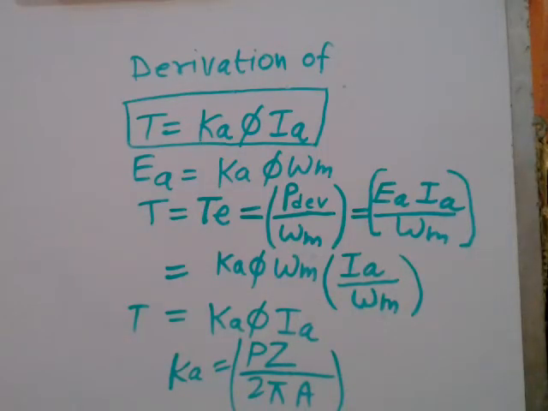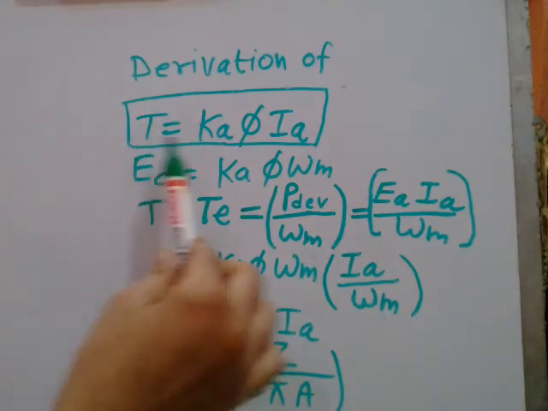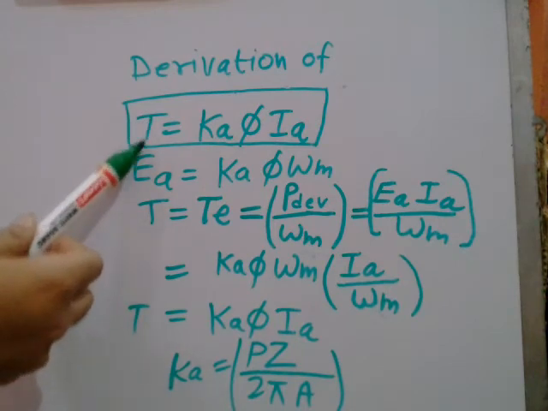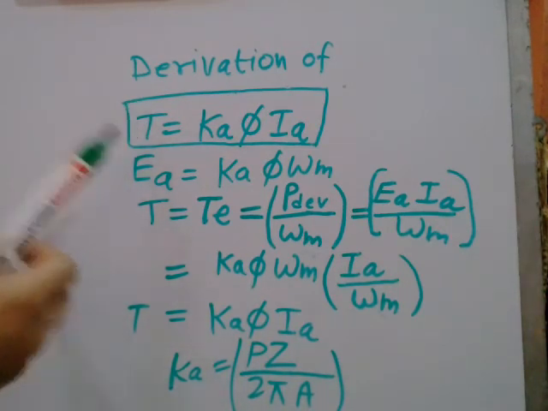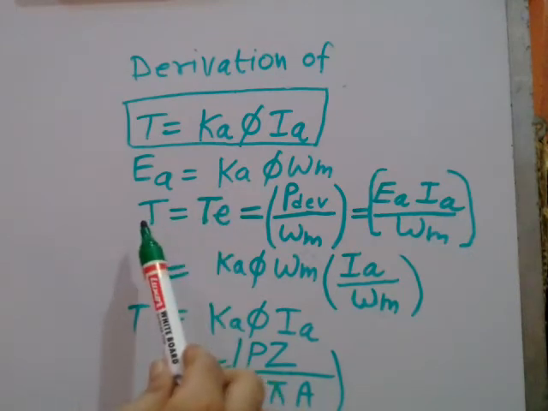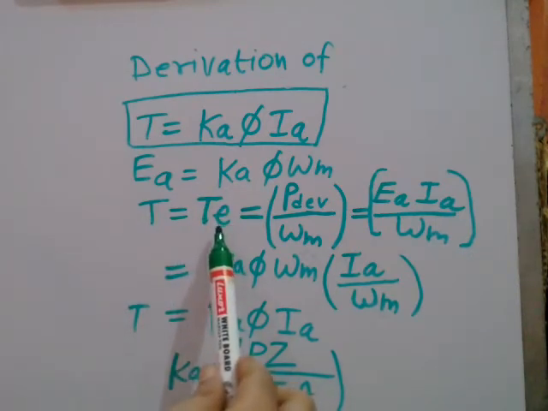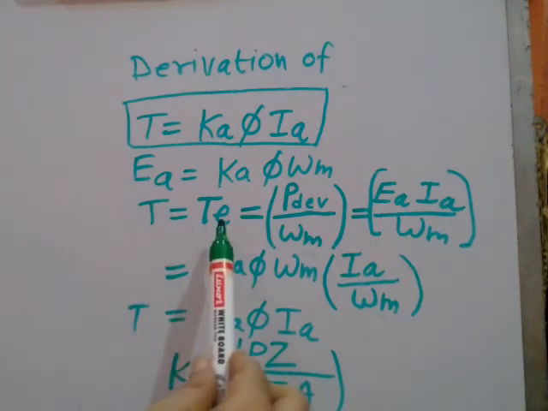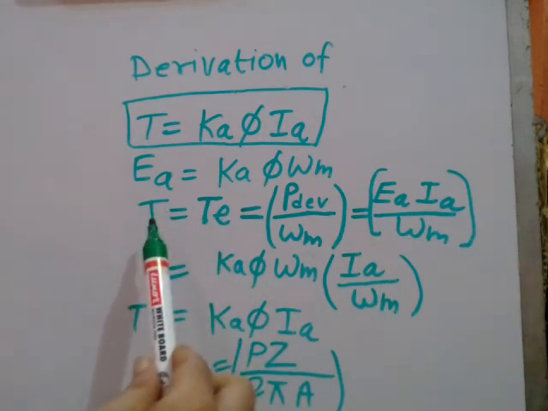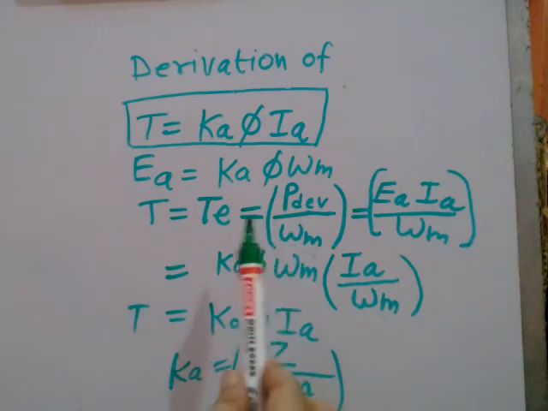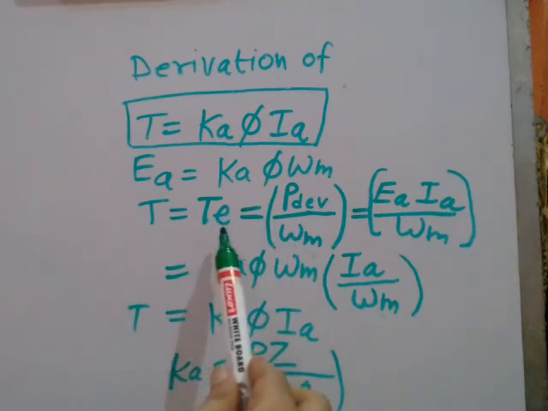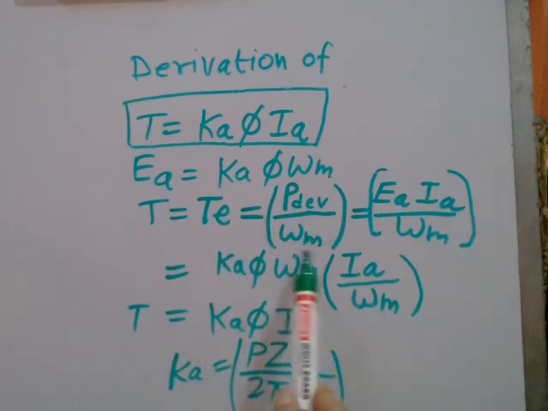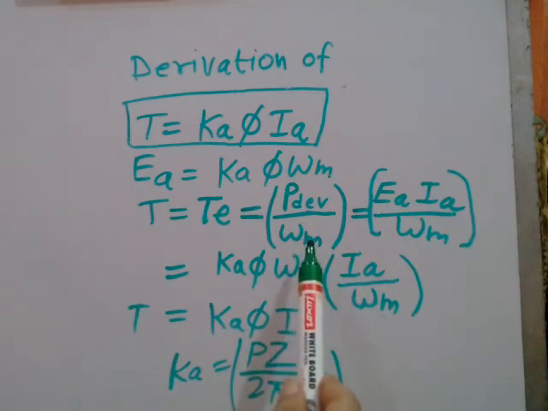So here just have a look at it. How to derive this equation? T is equal to K phi Ia, right? So this T is basically electromagnetic torque, right? You know that T or TE, suffix E stands for electromagnetic torque. So this capital T is electromagnetic torque. If suffix E is omitted, then you should understand that this is electromagnetic torque. So electromagnetic torque developed TE, it would be equal to power developed in armature divided by angular speed of armature, right?